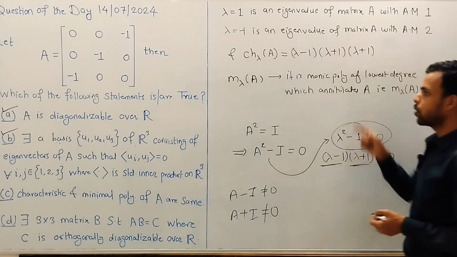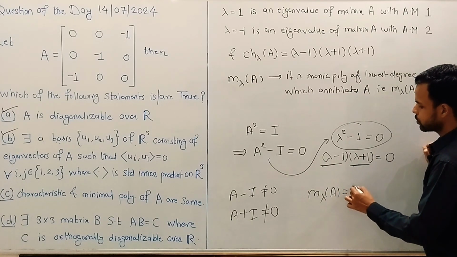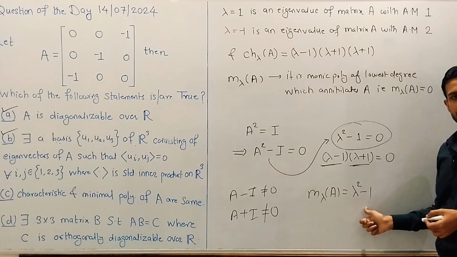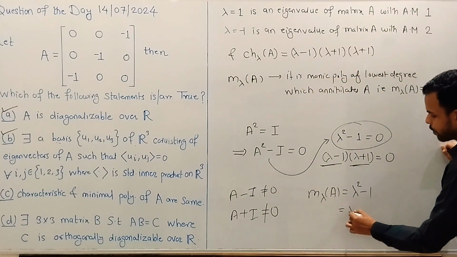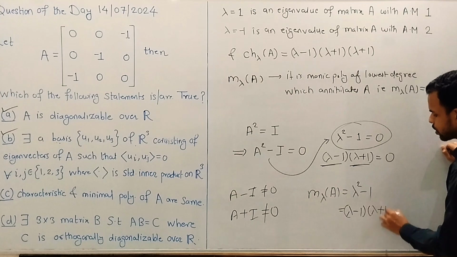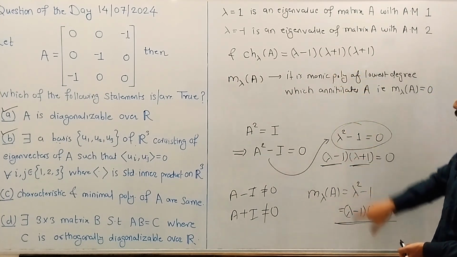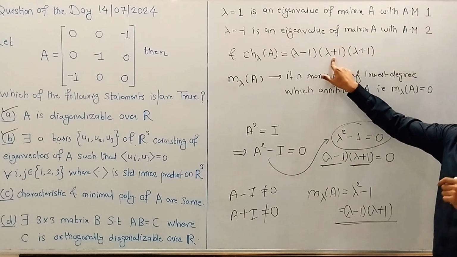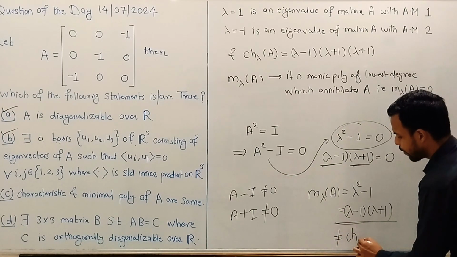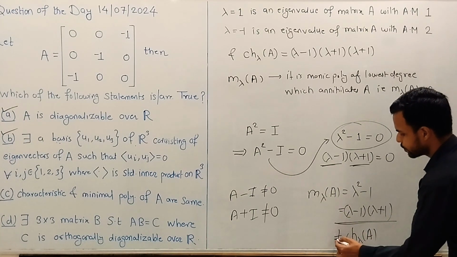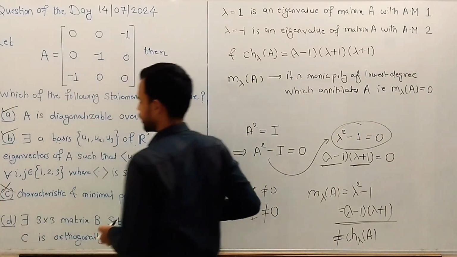So the minimal polynomial for the matrix A is m of lambda equals lambda squared minus 1, which can be written as lambda minus 1 times lambda plus 1. You can clearly see that it is not equal to the characteristic polynomial of the matrix A. So the statement in C is incorrect, and we mark it as incorrect.